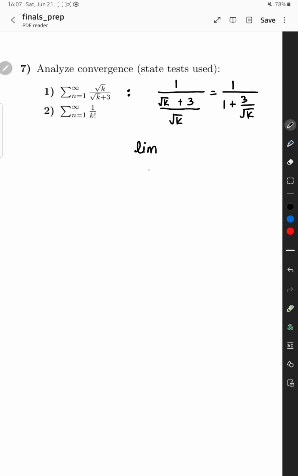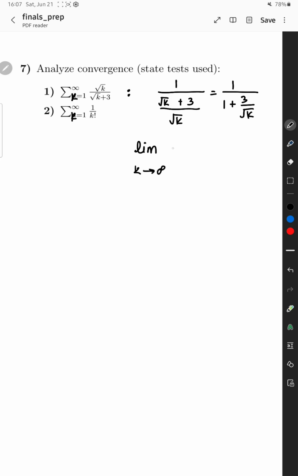So if limit k approaches infinity, I'm sorry, I think this needs to be k. This cannot be a constant, I'm sorry. So just assume this is k and this is k as well. That's a typo, my bad.